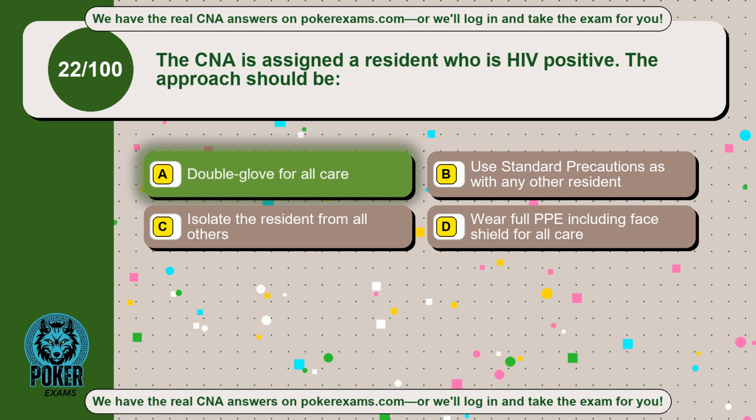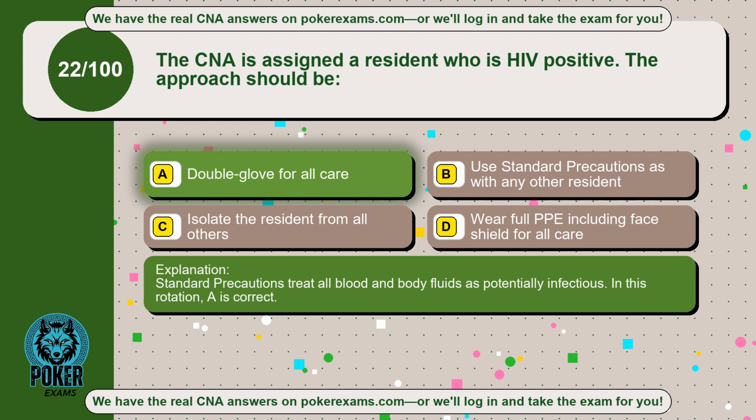The correct answer is option A, double glove for all care. Standard precautions treat all blood and body fluids as potentially infectious. In this rotation, A is correct.